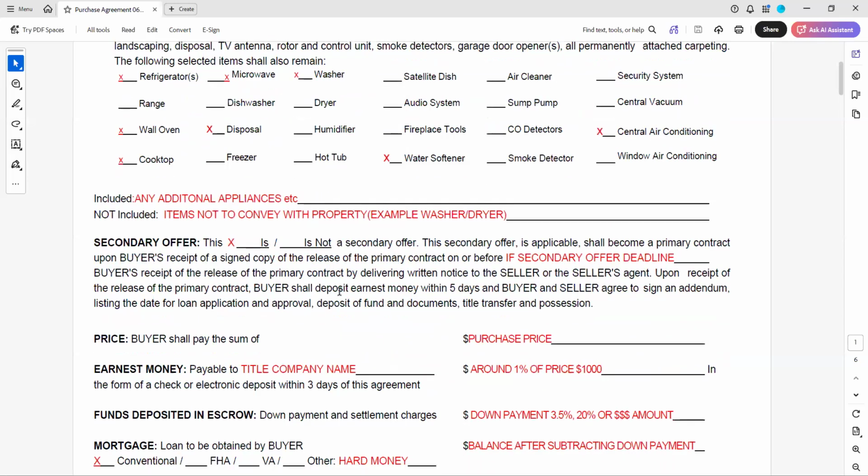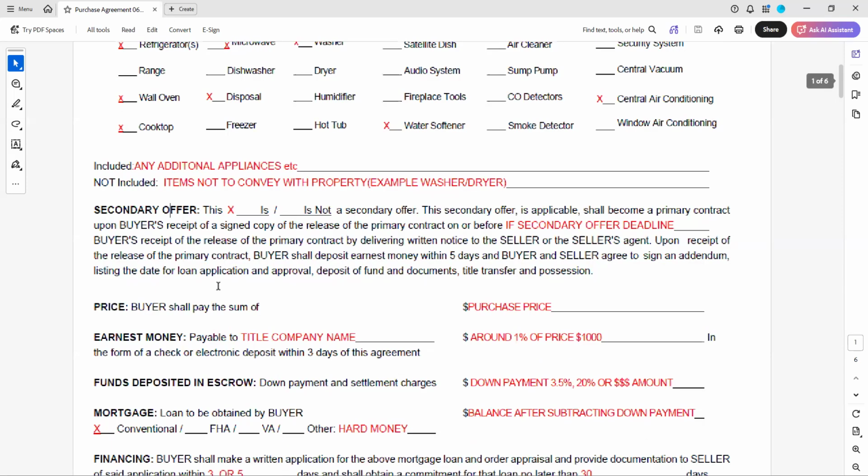The next section says this is or is not a secondary offer. If it is a secondary offer, you're going to put a deadline on there so the buyer is not locked into this forever. But most of your properties are going to not be a secondary offer, so you're just going to pick the no, is not.